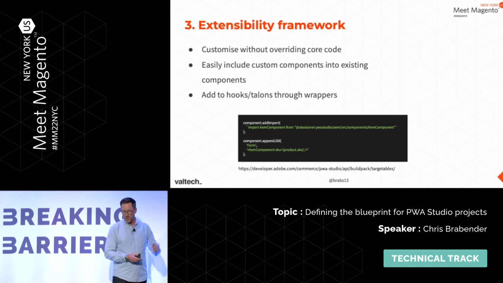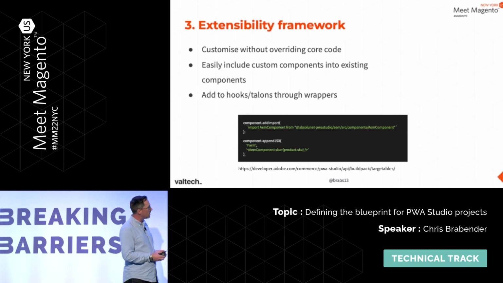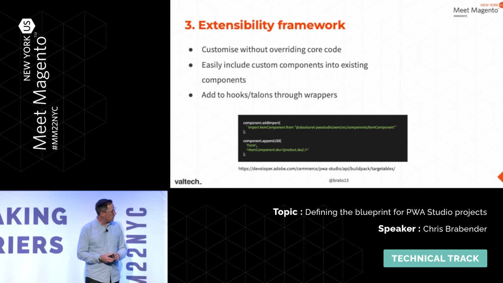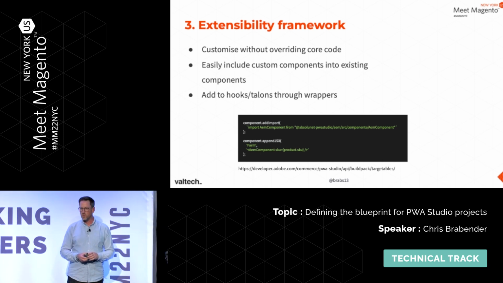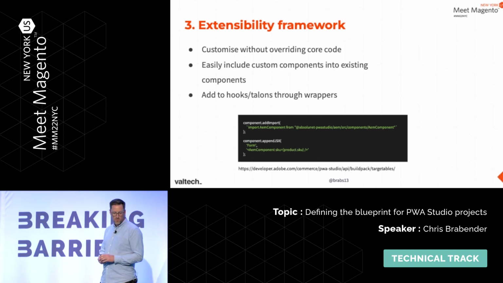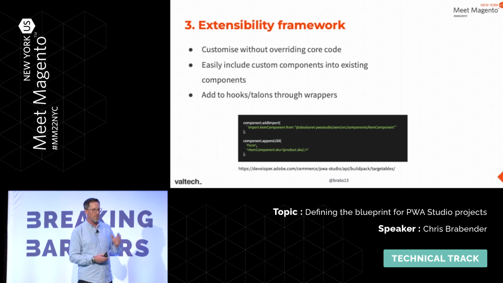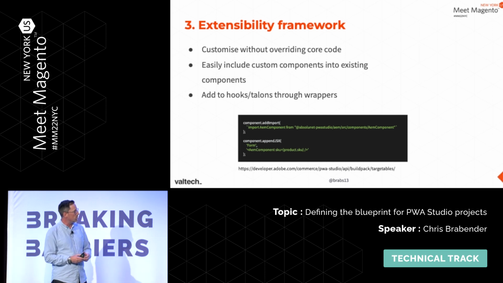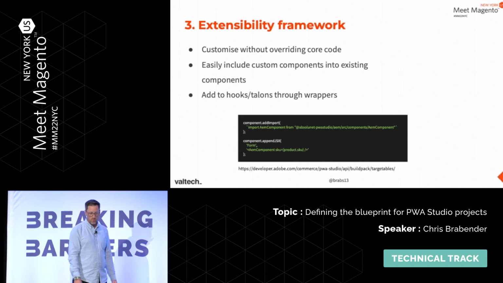Here we can just import an AEM component, for example, into an existing product detail page through a small couple of lines, and we didn't have to override any core functionality. We can do the same through hooks and talons, through wrappers. So we're able to wrap that core hook or talon, introduce our own logic on top of that, and then supply that to our custom components or existing components.